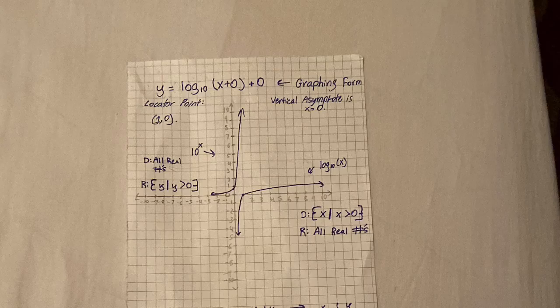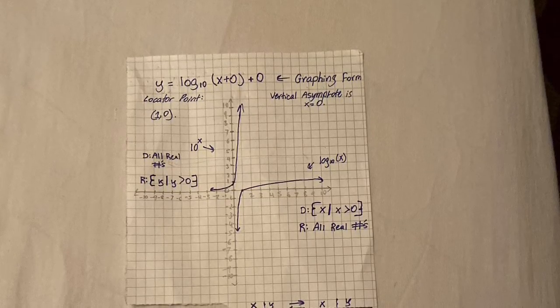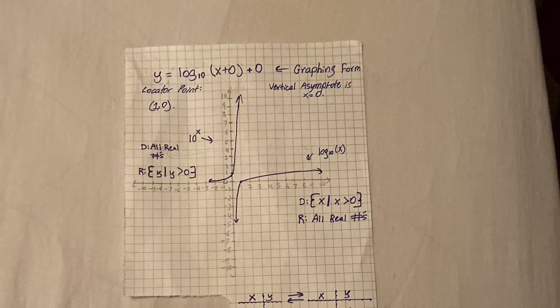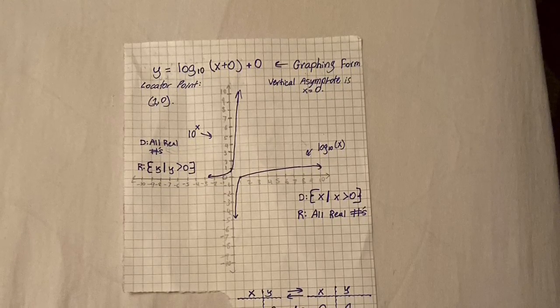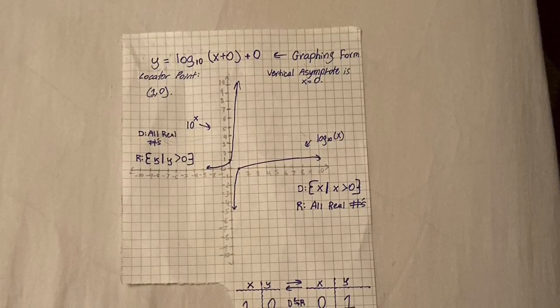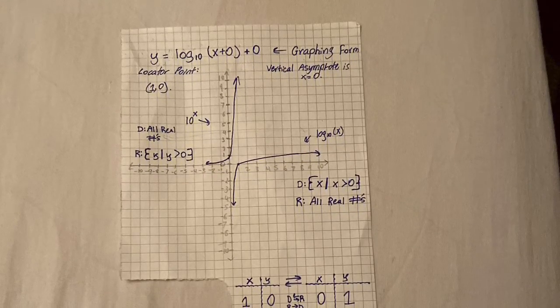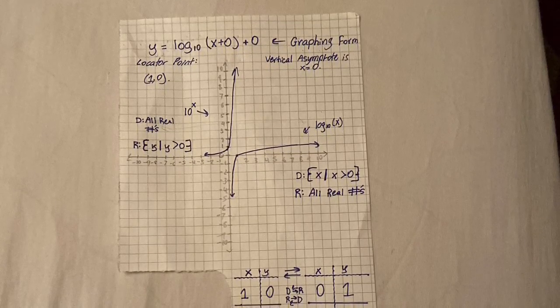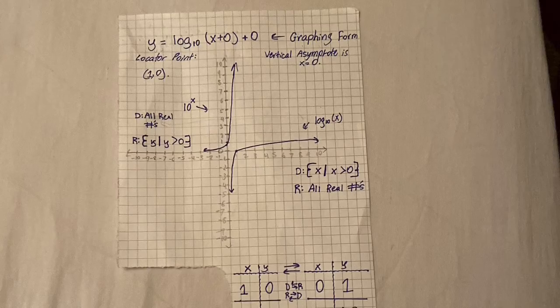Well, now let's take a look at our inverse, the exponential function. We know that we inverse the coordinates, we inverse the equation, and we will do the same for the domain and range. Therefore, in this case, our domain of the exponential function will be all real numbers, and our range will be all numbers greater than 0, because we will switch up the domain and range.